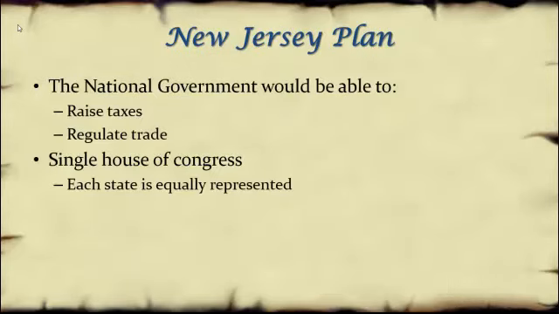And in this plan, just like the other one, the national government would be able to raise taxes and regulate trade. So both of these plans are looking to solve the same problems. However, in the New Jersey Plan, they only wanted a single House of Congress, in which each state had an equal number of representatives.